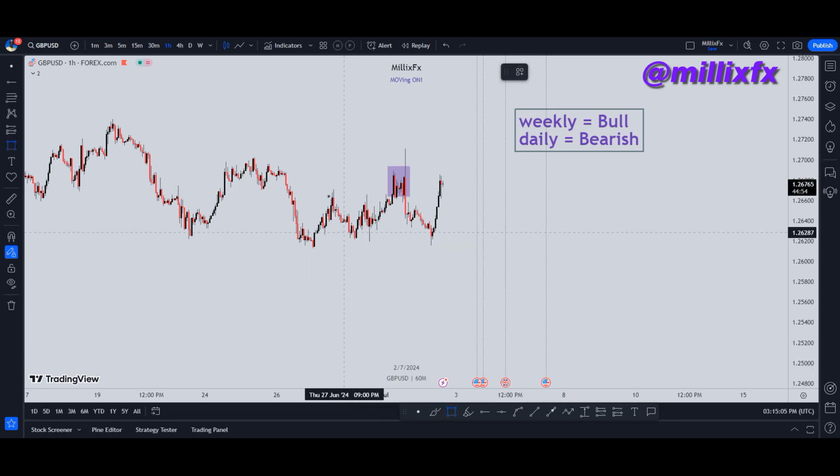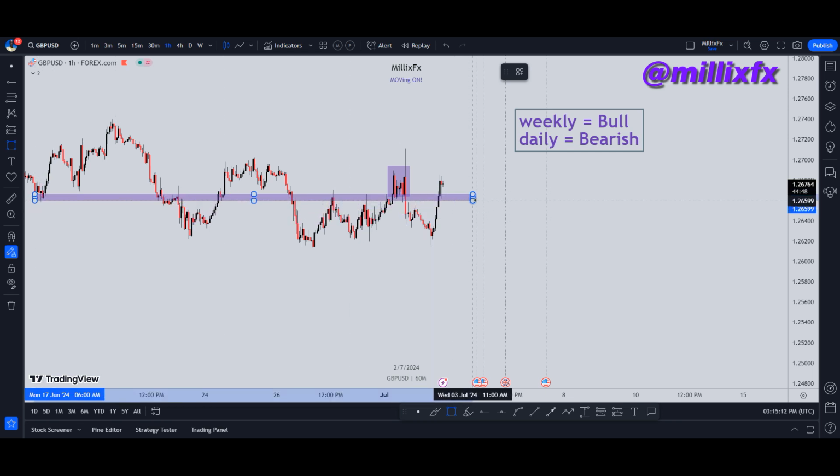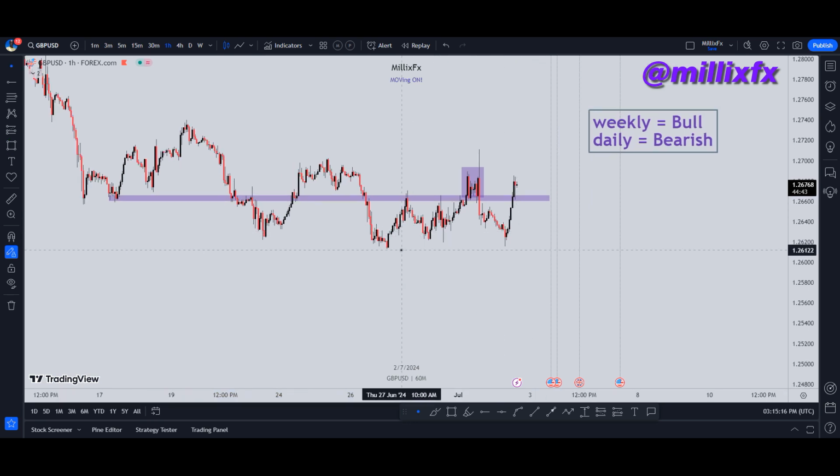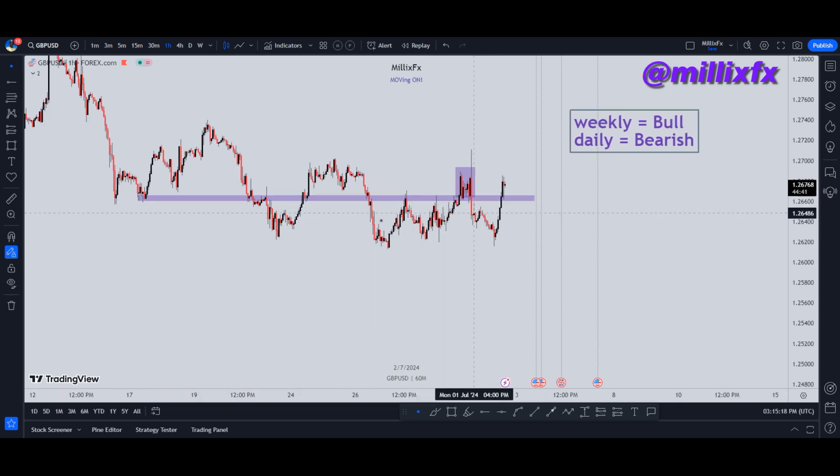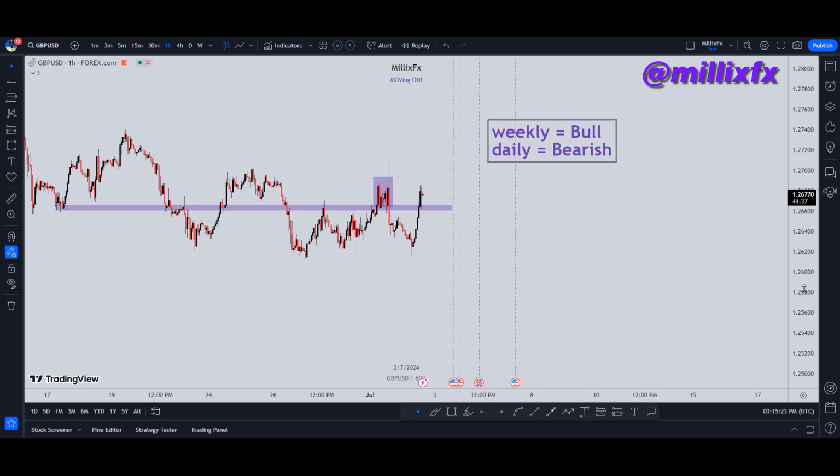If you want me to show you, you can see that we have multiple touches from this particular structure right here. And if I draw it, you will realize that these touches are showing us that we have a bullish sentiment on the 1 hour time frame. So what do you want to see in this particular moment here?